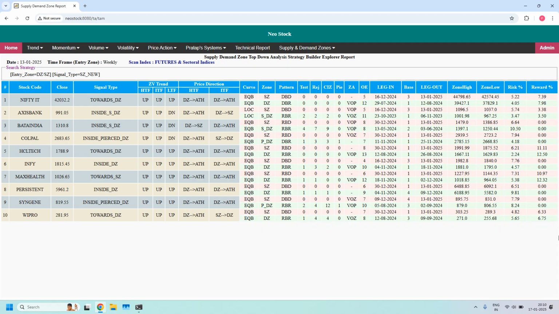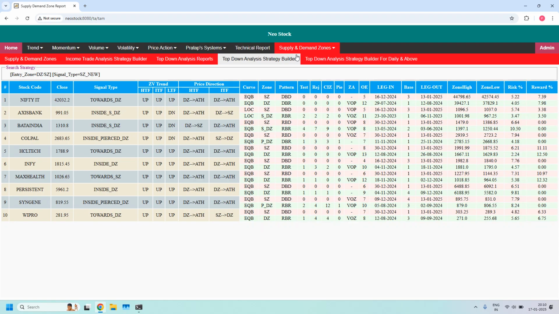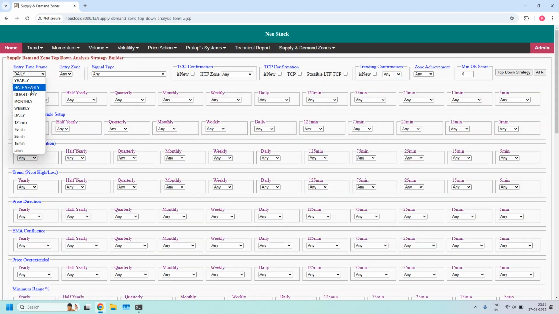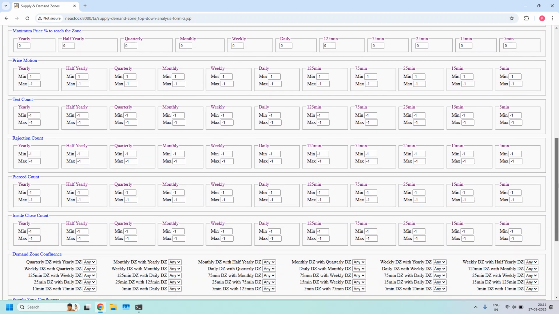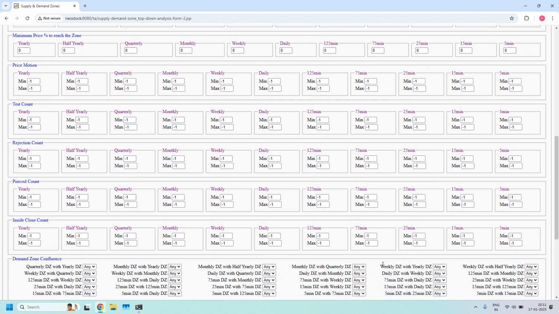Next, we will filter the stocks based on zone confluence, weekly zones, LTF, ITF and HTF zone confluence. That means weekly, monthly and quarterly zone confluence supported stocks. So entry time frame is weekly. In the demand zone confluence, first we will see demand zone, LTF, ITF, HTF. Let us assume weekly is the LTF.